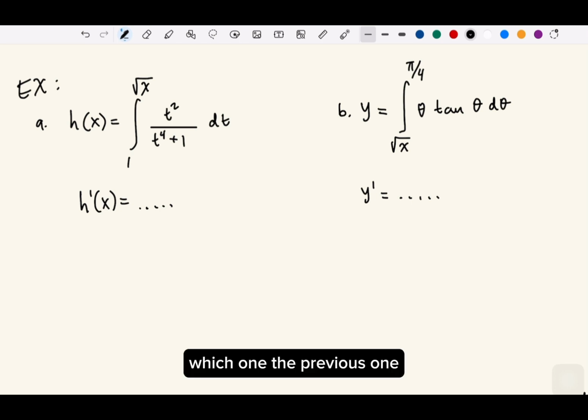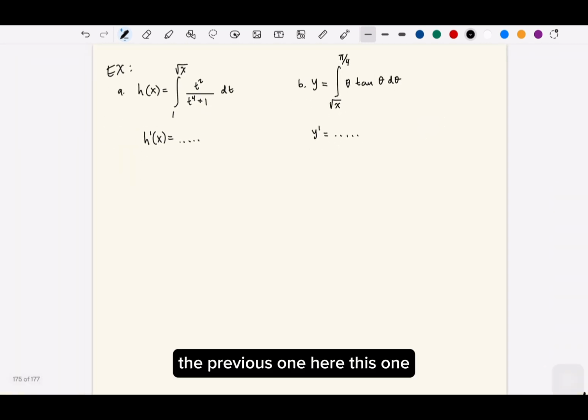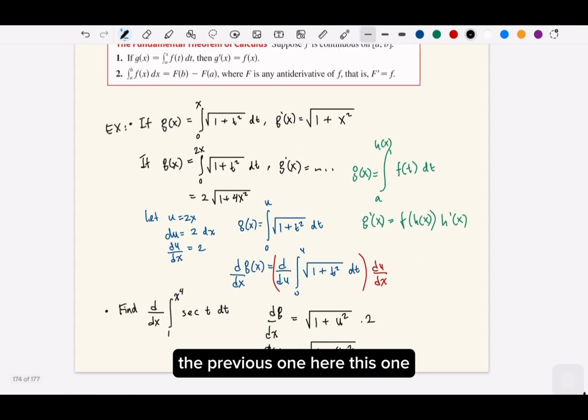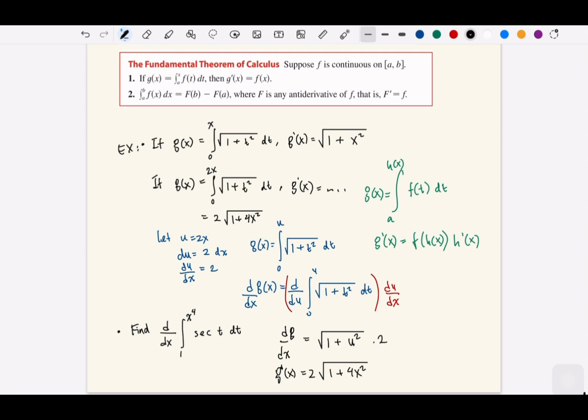Which one? The previous one? The previous one here. This one? Okay.